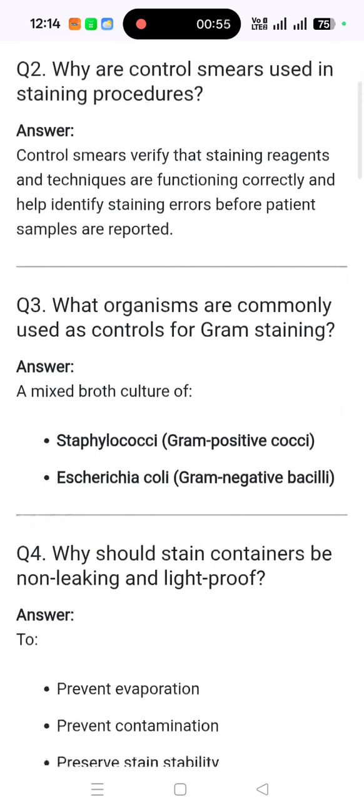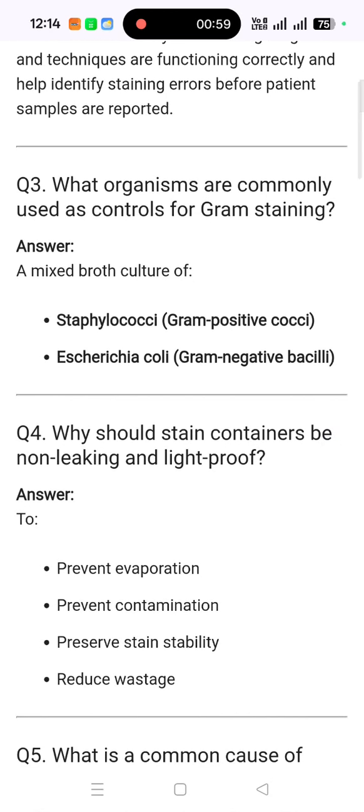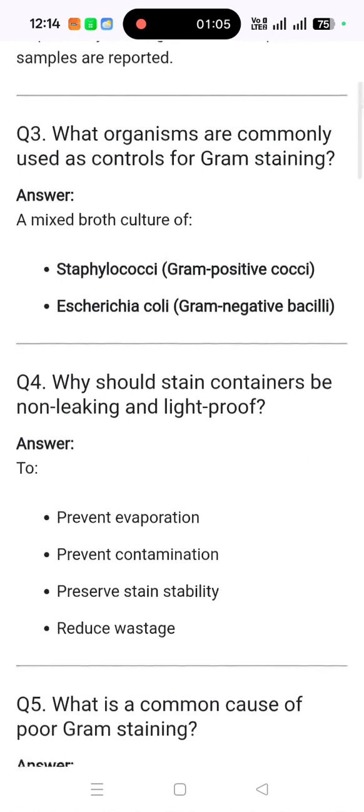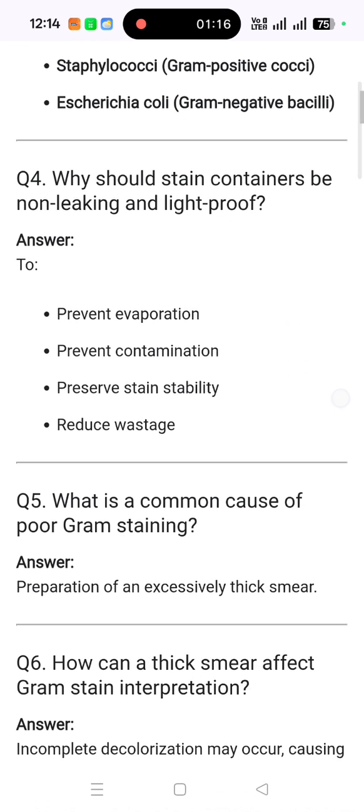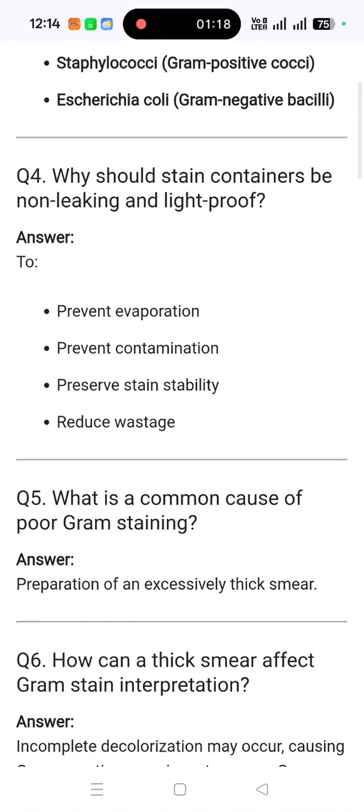What organisms are commonly used as controls for gram staining? A mixed broth culture of staphylococci, that is gram positive cocci, and E. coli, that is gram negative bacilli. Otherwise, we use ATCC strains of Staphylococcus aureus and E. coli.